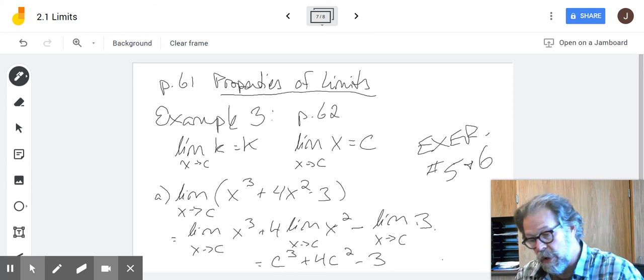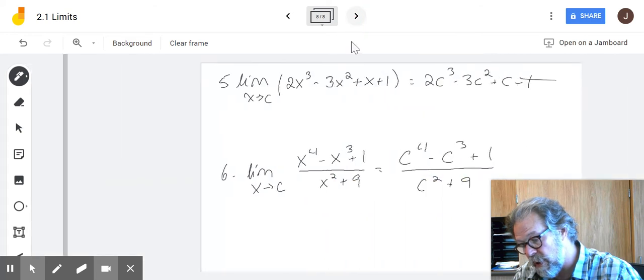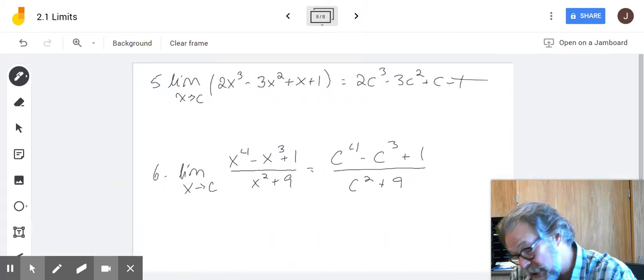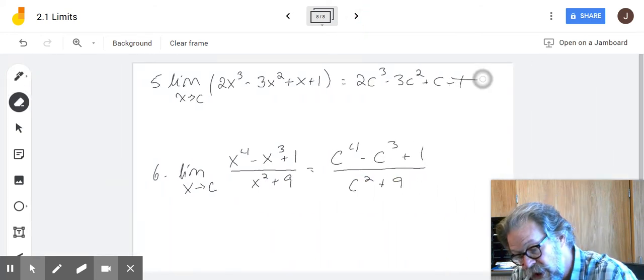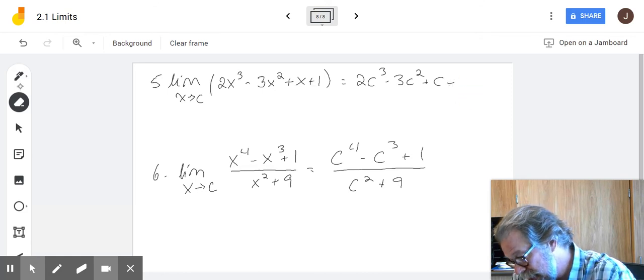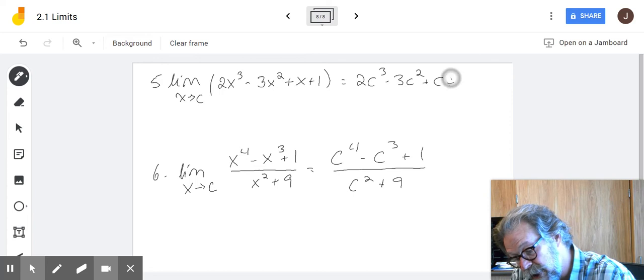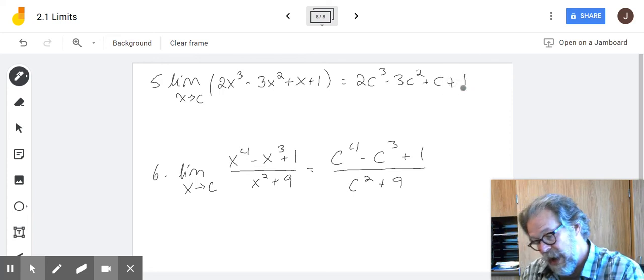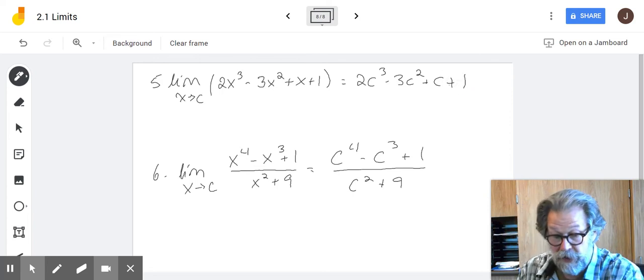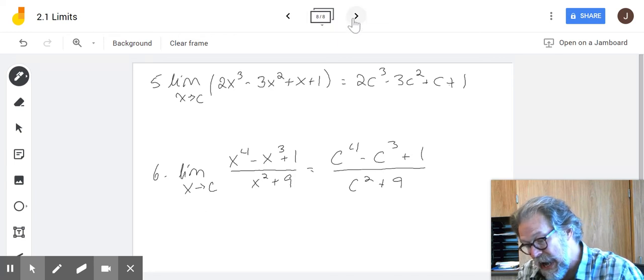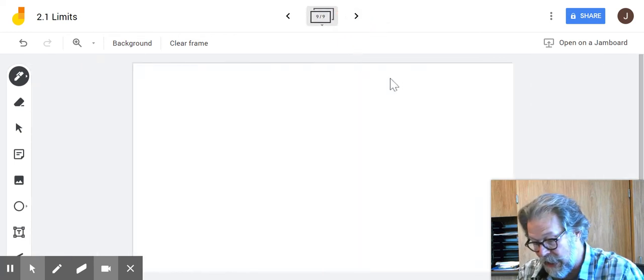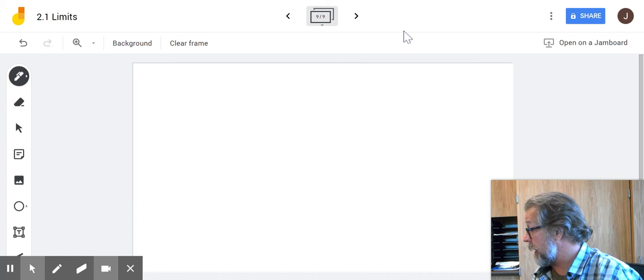All right, welcome back. Moving on, here are the solutions to exercises 5 and 6. 5 was in the back of the book, of course. 6 was not, but pretty straightforward. Okay, remember, anytime you need to pause the videos to look at things, certainly go ahead.